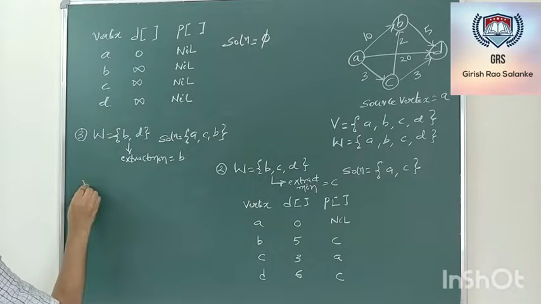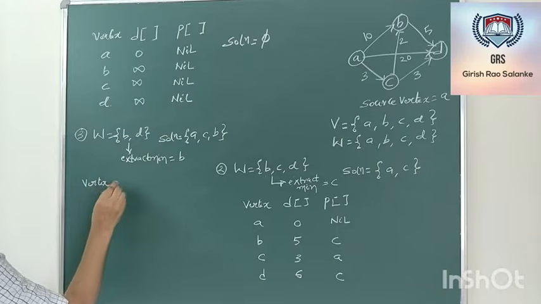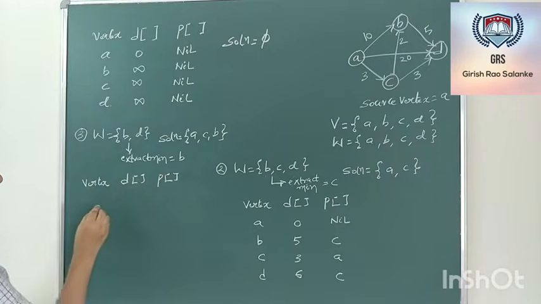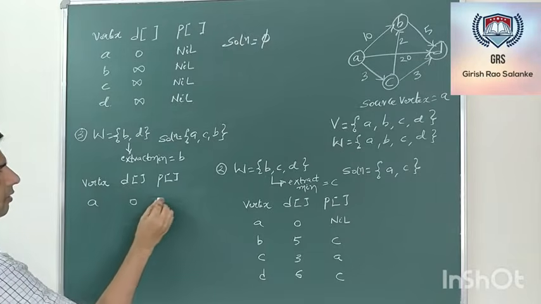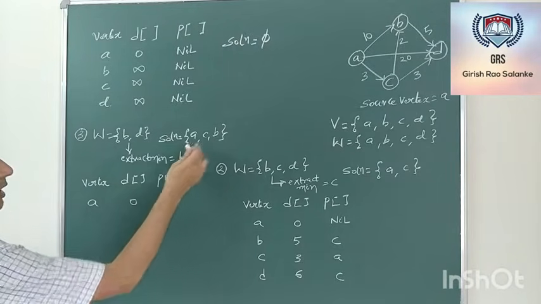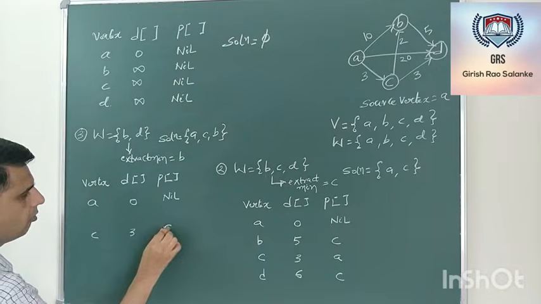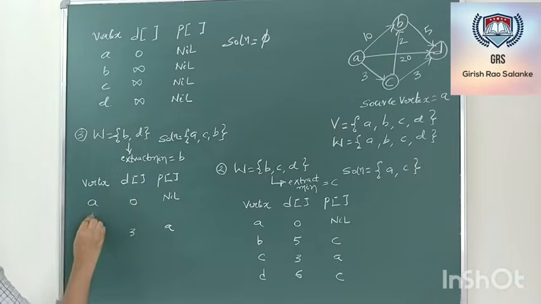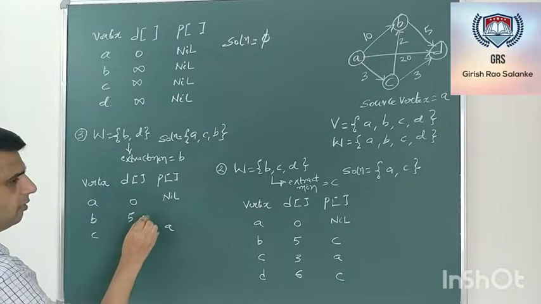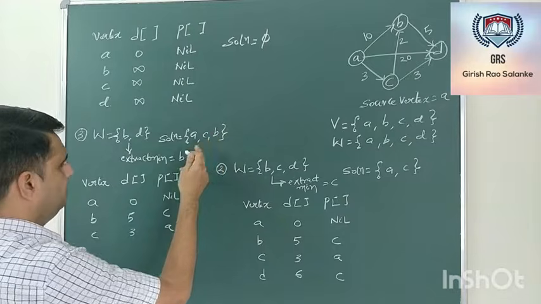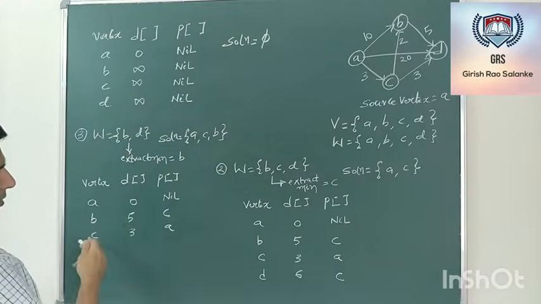So my table needs to be updated. Vertex, distance and parent. Now I have A, nil. I already have C, and C I should maintain as it is. B I have extracted now, so B also remains the same. I can't do a relaxation for them. The only thing is I can do a relaxation to D.